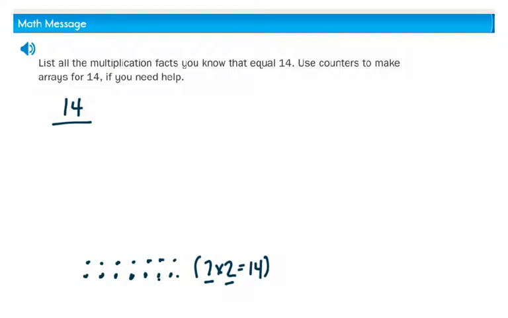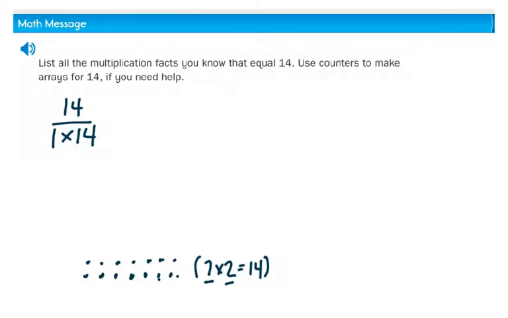Now, another way to do it is to start with the number times 1. The number itself times 1. So if I take 14, I know I can take any number times 1 to get the number itself. So 1 times 14 is 14. Then I would take my multiplication charts and go across the 2's. Is there anything times 2 that would give you 14?